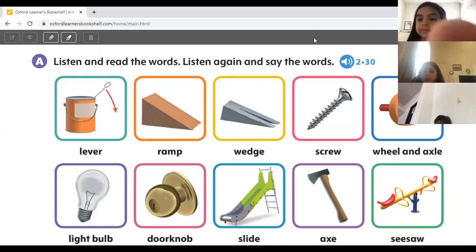Okay, children, now I want to show you two pictures of what I think are the most difficult words to understand, maybe. So let me share with you this. Okay, here.